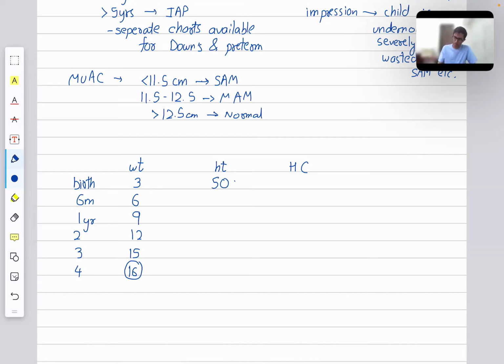Height, so 50 centimeter at birth. At 1 year, it is 75 centimeter. And at 4 years, it is 100 centimeters. 6 months, 65. 2 years, 90. And 3 years, 95 centimeters. All right. Head circumference, 34 at birth, 43 at 6 months. 2 years, 3 years, and 4 years, 48, 49, and 50 centimeters. And at 1 year, 46 centimeters.